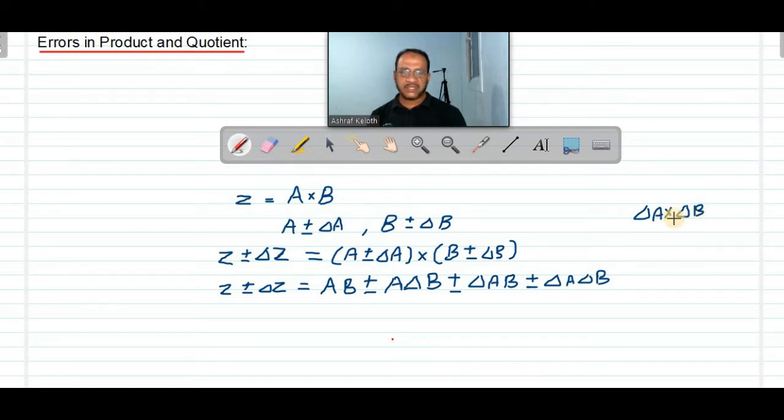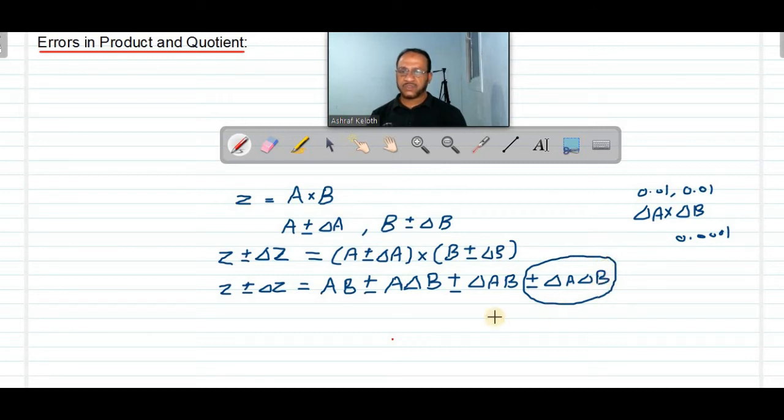Normally when two fractions are multiplied, it becomes very small. For example, suppose delta A is 0.01 and delta B is 0.01. Then the product of delta A into delta B will be what? 0.0001. Means when we multiply fractions, it becomes still smaller, very small. Because of that, we can neglect this quantity.